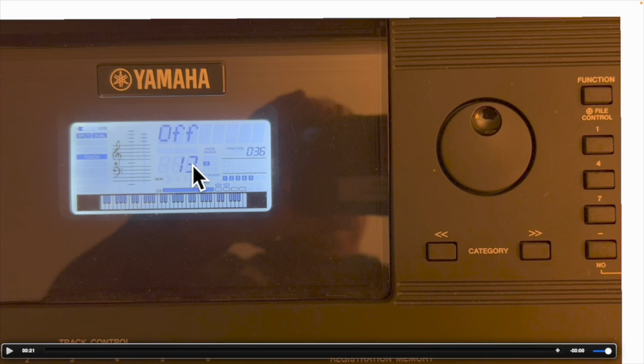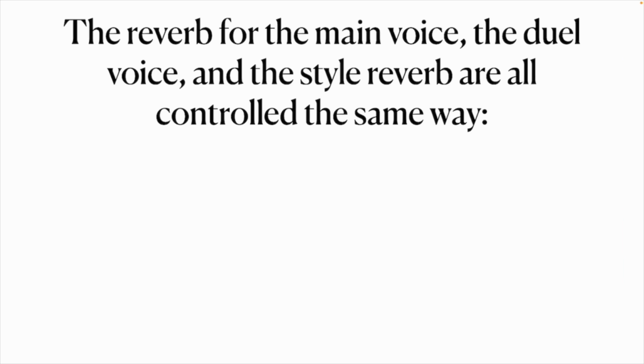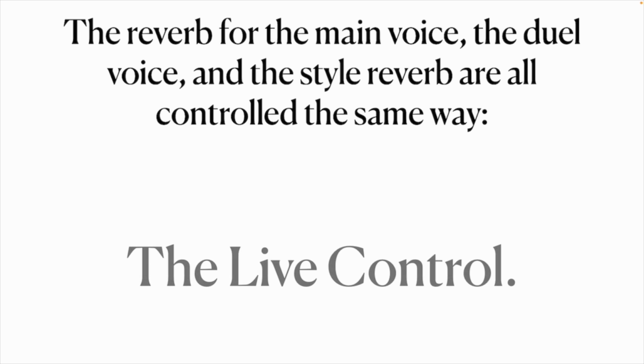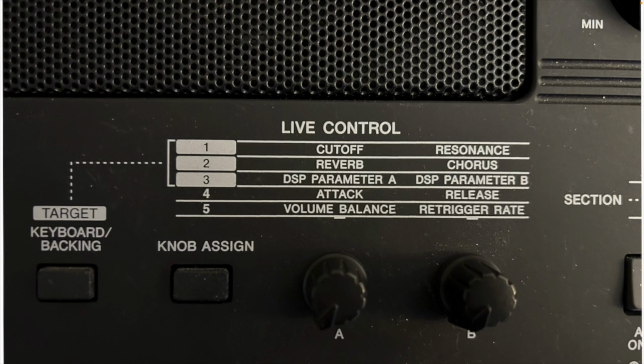You have now selected the reverb type. The reverb for the main voice, the dual voice, and the style reverb are all controlled the same way with the live control. Let me go through this with you. Here's the live control, and it's on the far left edge of your keyboard. There are 2 buttons we need and 1 knob, knob number A.